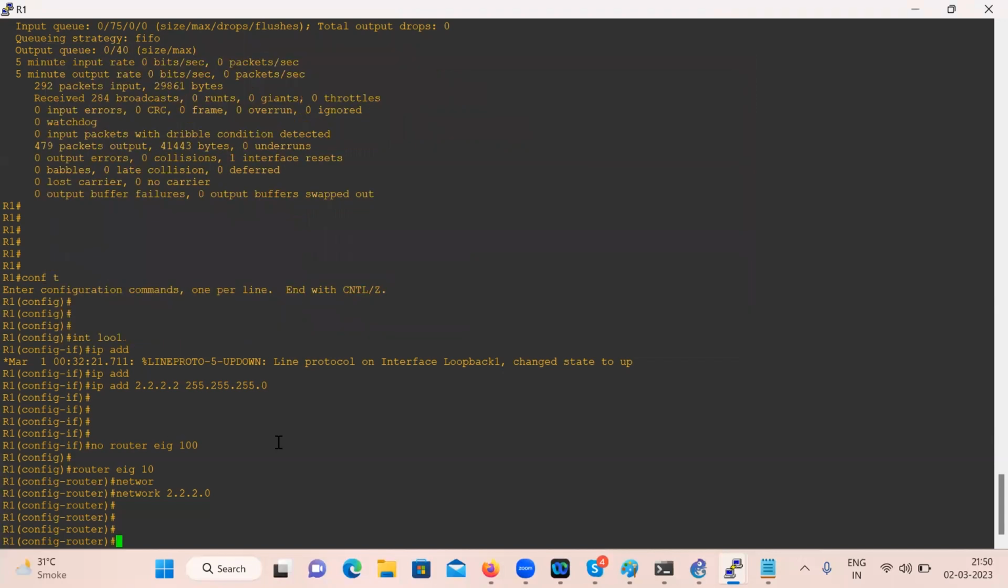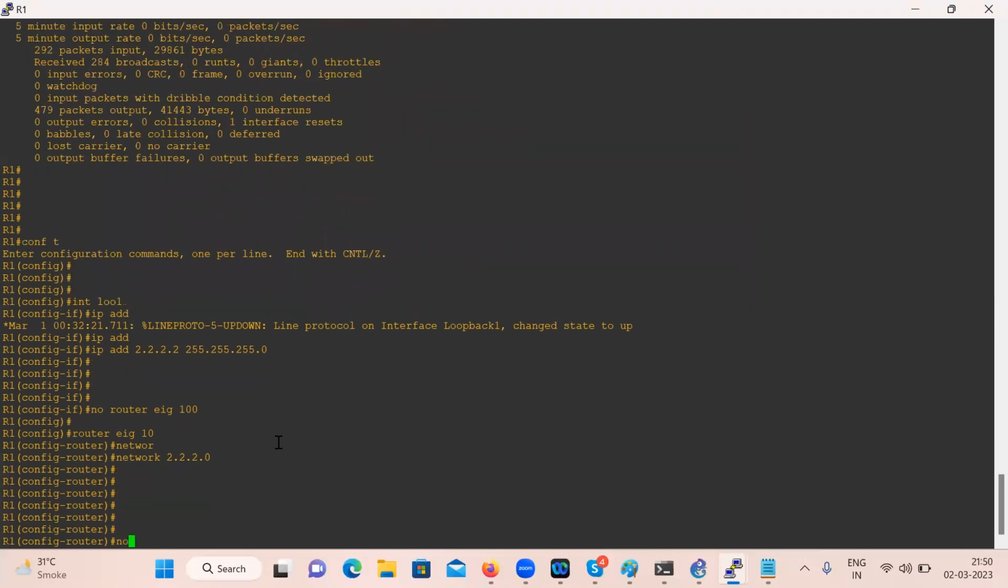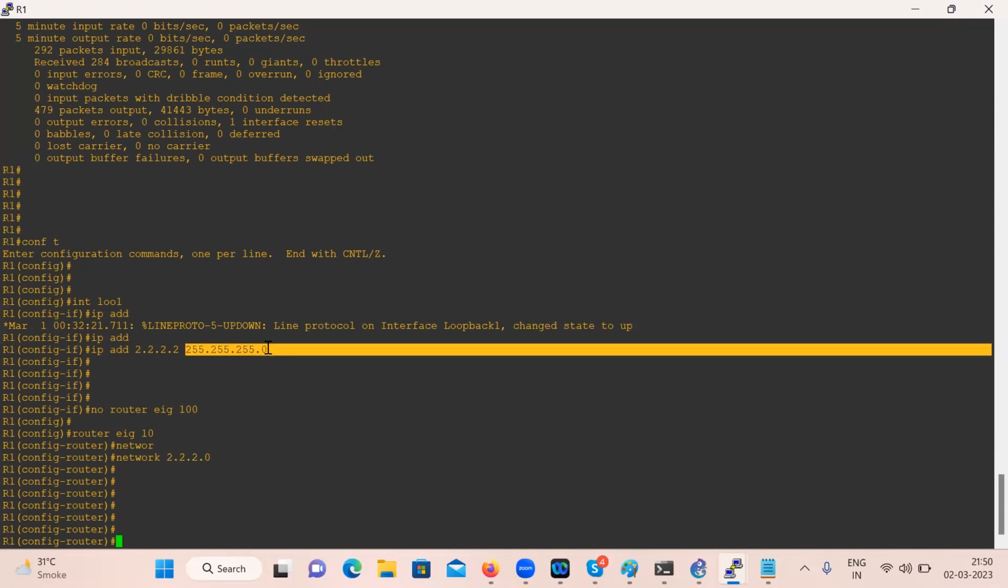Now come again. We said no auto-summary, that is why they used /24. That means router 1 advertises the configured subnet mask while advertising the network. We have configured the subnet mask /24, so while advertising the 2.2.2.0 network, they advertised /24 also.